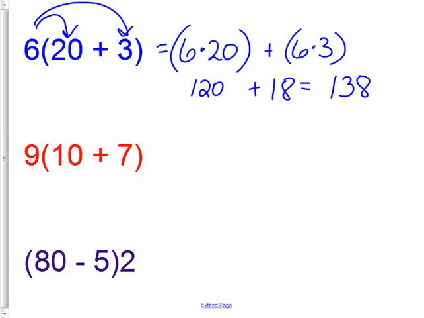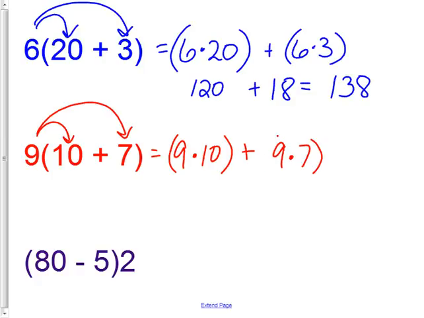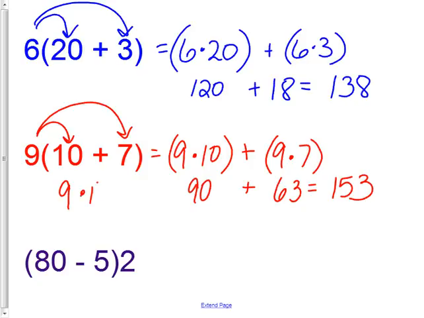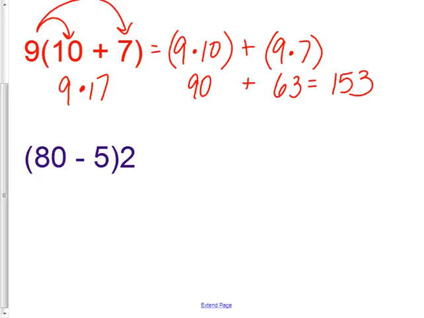For the second one, you could do 9 times 10 plus 9 times 7. 9 times 10 is 90. 9 times 7 is 63. So 90 plus 63 is 153. Again, notice the problem that I've done in my head is 9 times 17. That's the problem that I did in my head. For the first one, the problem that I did in my head was 6 times 23. For this last one, 80 minus 5 times 2.